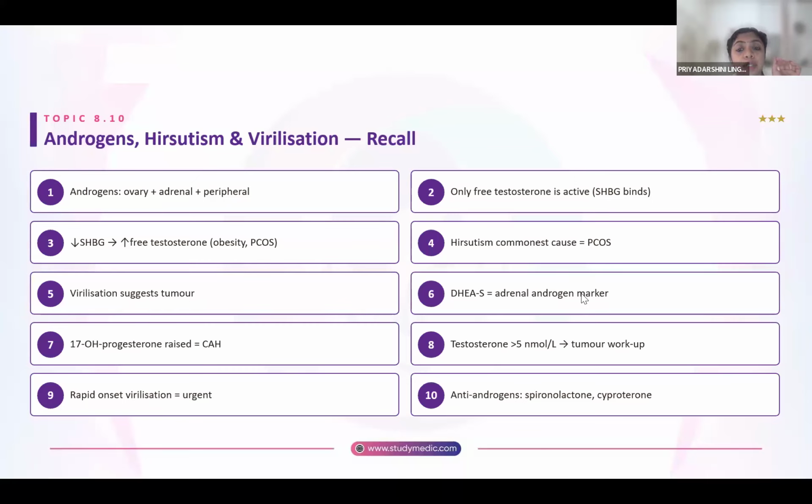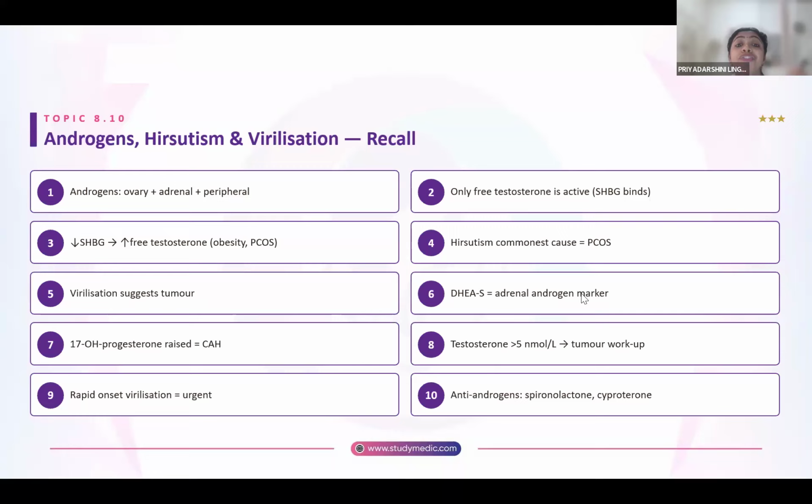Most common cause of hirsutism, PCOS. Hirsutism is nothing but excessive hair growth, especially in the male pattern. Virilization, whenever a woman comes across, remember there's a massive elevation of these hormones there. So think about tumors. Which is the marker for adrenal androgens? It is your DHEAS. Which is the marker for congenital adrenal hyperplasia? It is 17-hydroxyprogesterone.